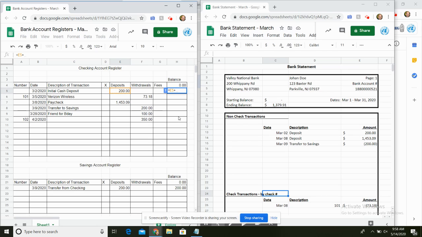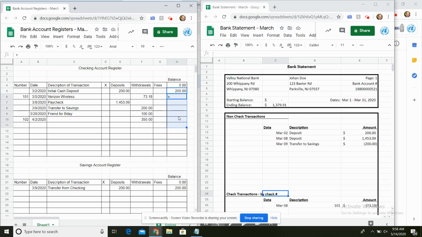We subtract, wait, E5, no. All right, we'll get this. Equal sign. We're going to start here at H4. We're going to add to it anything in the deposit column. We're going to subtract out anything in the withdrawal column. We're going to subtract out anything in the fee column. And now we're going to copy and paste that down as far as we want.